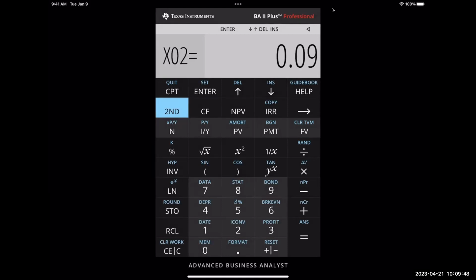Any questions about entering the data? You should be able to put more. Got it? Keep going.